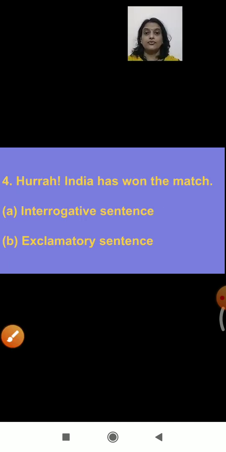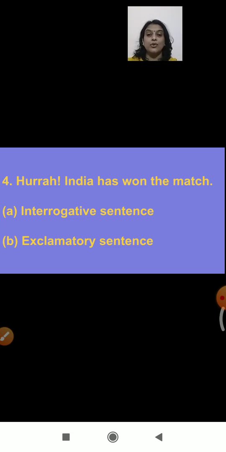Now let's move ahead. Now here, the fourth sentence is, Hurrah! India has won the match. So what is it now? What do you have to look for in the sentence? Any of the keywords, right? Whether they come under any of these four kinds of sentence, right? So here two options are given. So our work is easy. We have to just find out in which of these two the sentence fits, right? So interrogative sentence or the exclamatory sentence.